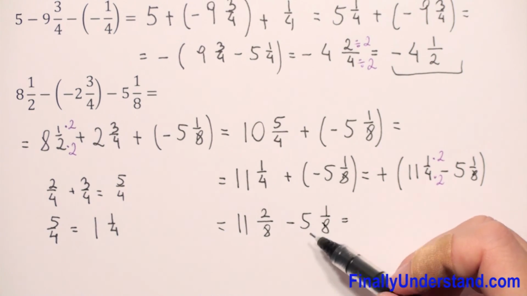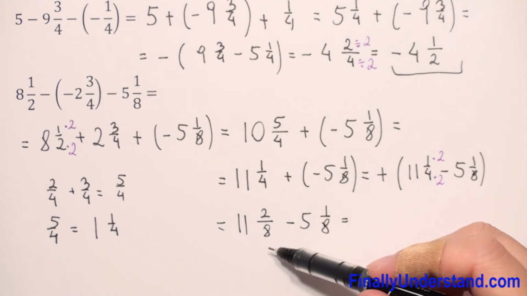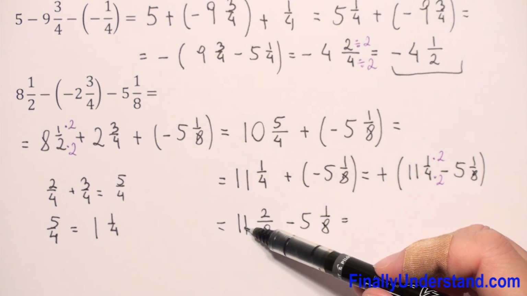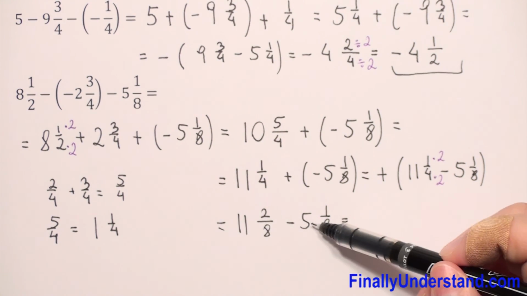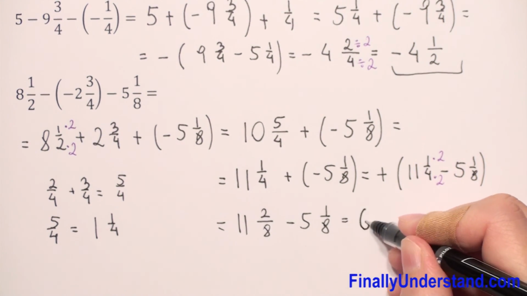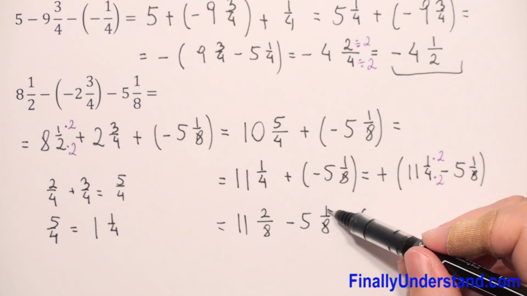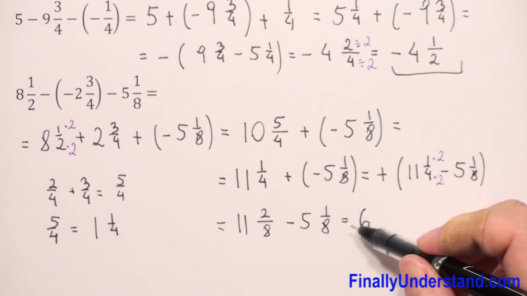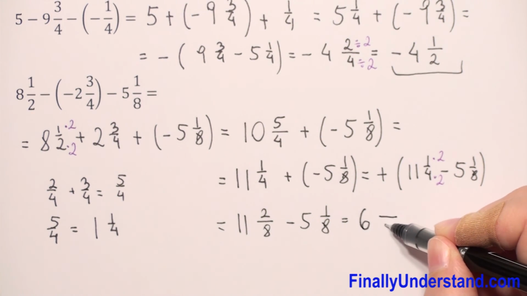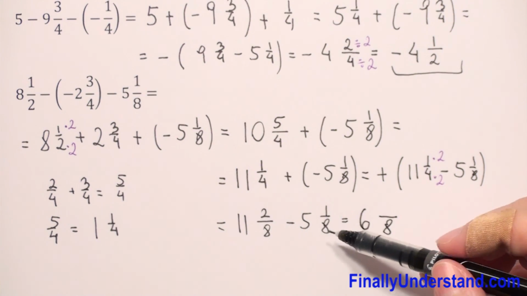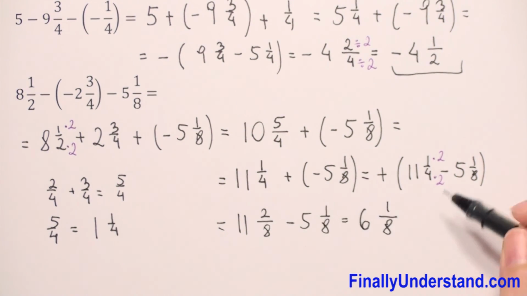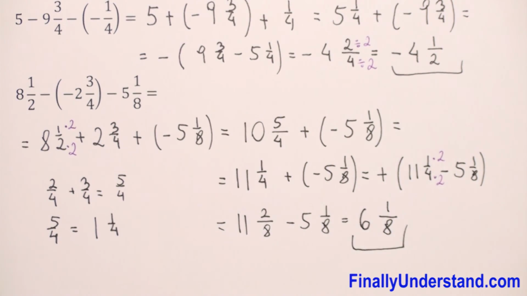So this is equal. Now we have to subtract mixed numbers. We subtract from the whole number. So 11 minus 5 gives me 6, and I have to subtract also 1 over 8. So 2 over 8 minus 1 over 8. How we do this? We copy denominator. When we subtract fractions, we subtract numerators. So 2 minus 1 is 1. So this is my solution.